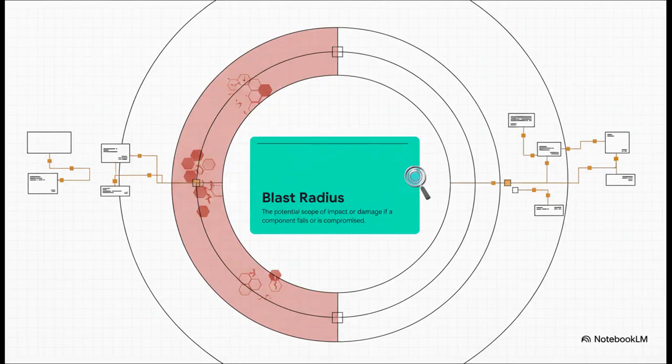All right, our third pillar is all about preparing for when things go wrong. Because eventually they will. And to do that, we have to understand a concept called blast radius. Basically, if one component gets compromised or just fails, how much of the system around it is affected? How big is the explosion?